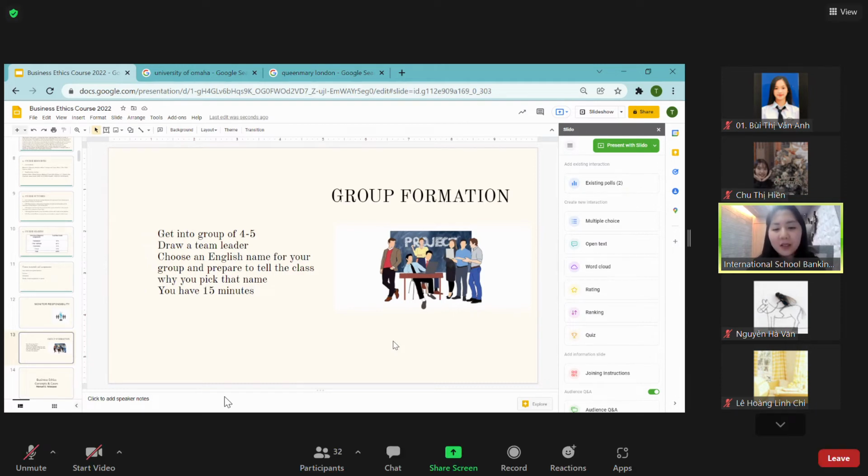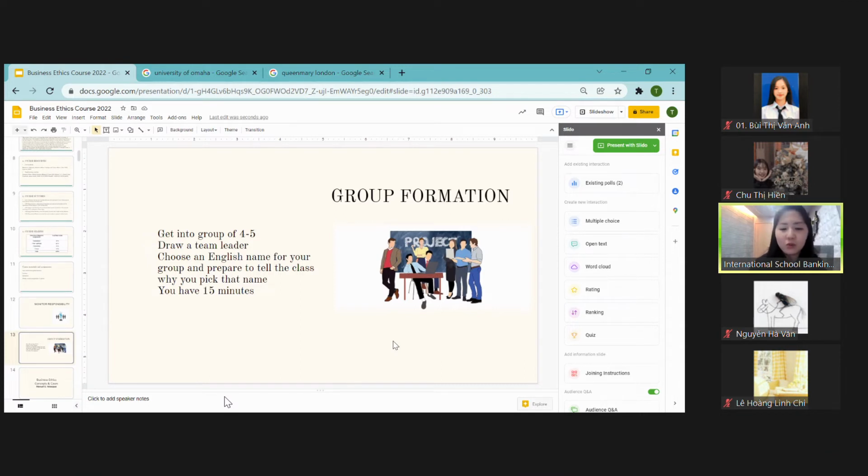Usually if we meet directly in the classroom, I will give you guys some time to go and find your teammates. However, as we are studying online, I think it's very difficult to do this activity. So Vanan, can you suggest a way to divide the students into small groups?